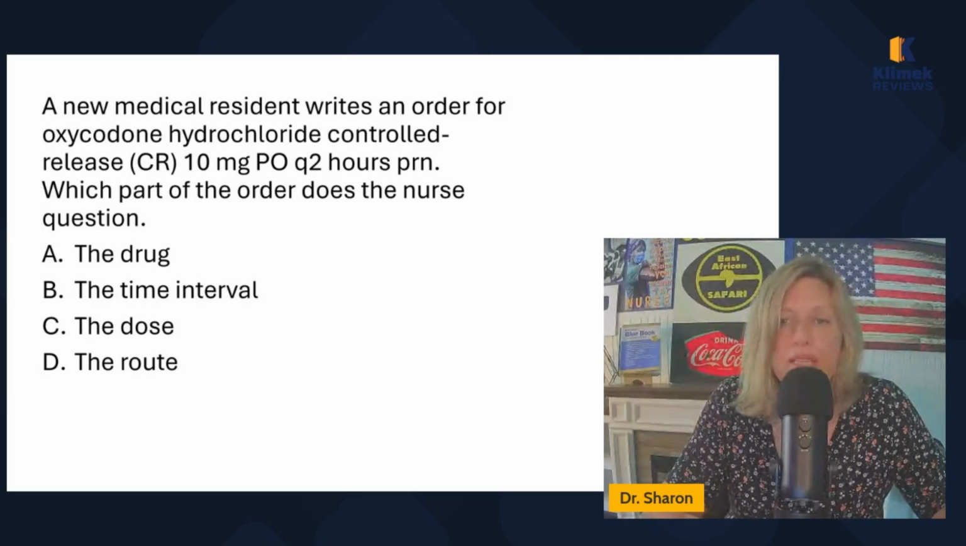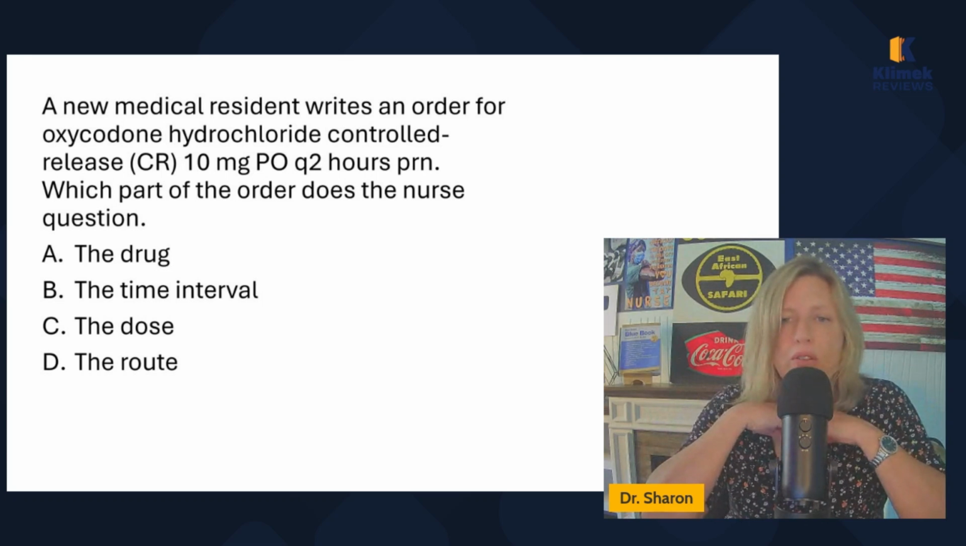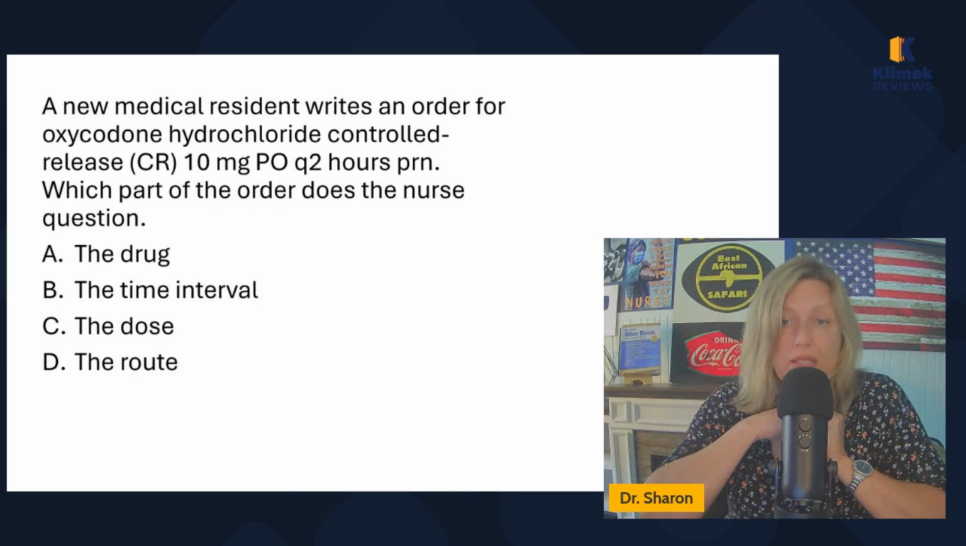A new medical resident writes an order for oxycodone hydrochloride controlled release, 10 milligrams PO, Q2 hours PRN. Which part of the order does the nurse question? The drug, the time interval, the dose, or the route? Well, let's look here. Oxycodone hydrochloride, there's nothing wrong with that as far as I can see. Controlled release, that's fine. We give controlled release. 10 milligrams, that's fine. I don't know that would be a wrong dose. PO, that's the route. That's okay.